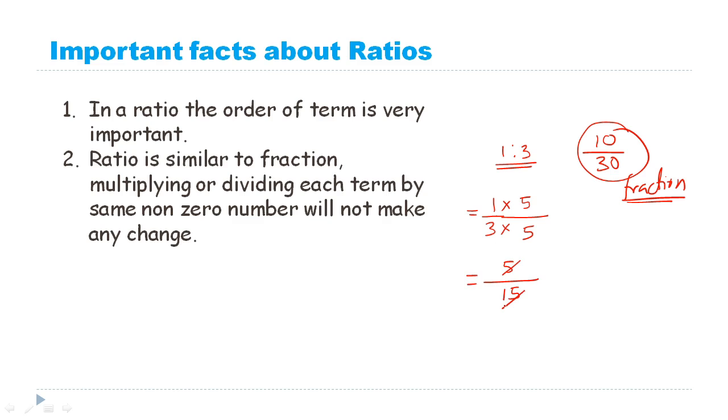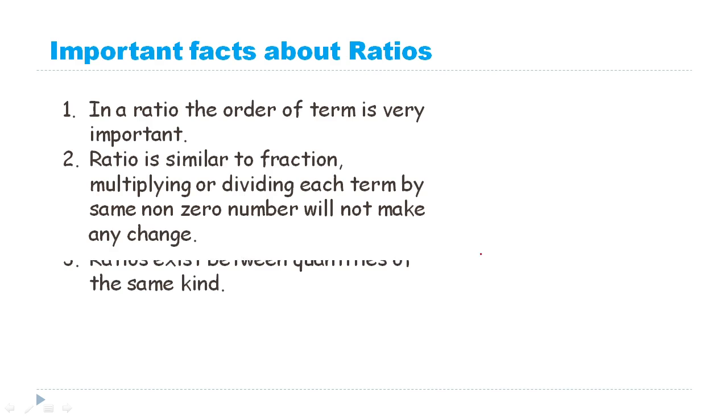And again, if you cancel this one, it will remain the same because 5 threes are 15. So nothing has been changed, right? So ratio is similar to fraction, multiplying or dividing each term. I am not showing you the division, but in the same way you can do it, yes or no? Multiplying or dividing each term by the same non-zero number will not make any change, right?